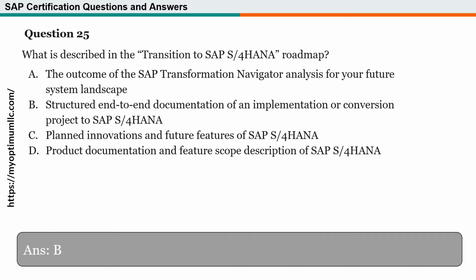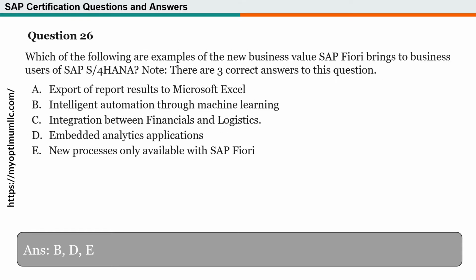C. Planned innovations and future features of SAP S/4HANA. D. Product documentation and feature scope description of SAP S/4HANA. Question 26. Which of the following are examples of the new business value SAP Fiori brings to business users of SAP S/4HANA? Note, there are 3 correct answers to this question. A.